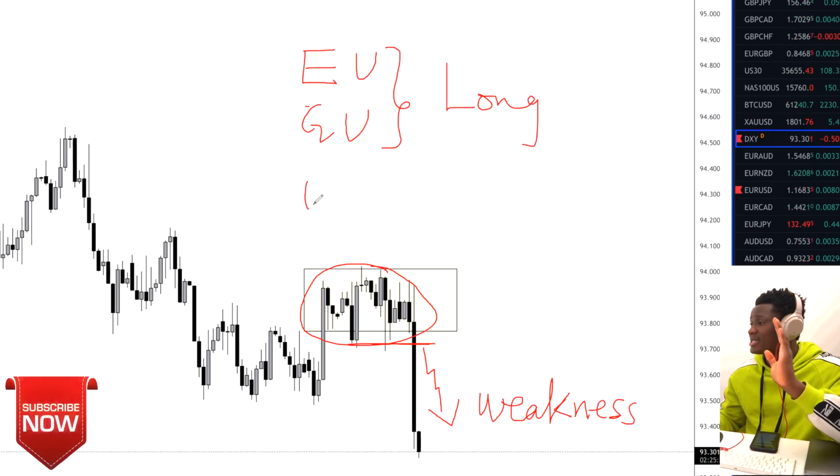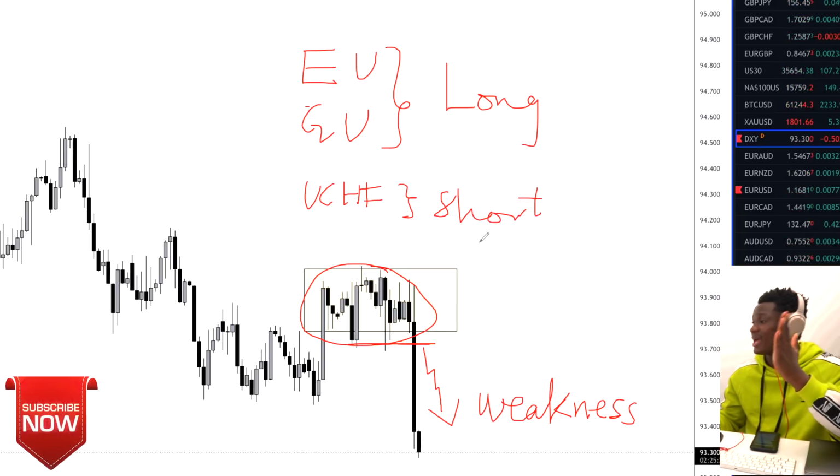And then with USD/CHF, what do you want to be looking for? A short position as well, because we are selling off on the dollar. These two have direct correlation, but this one has inverse correlation, right?